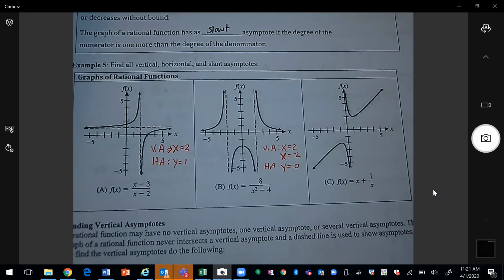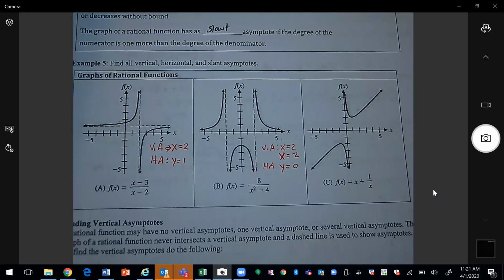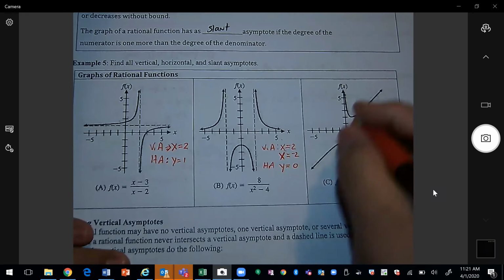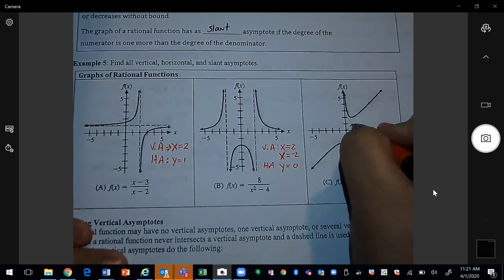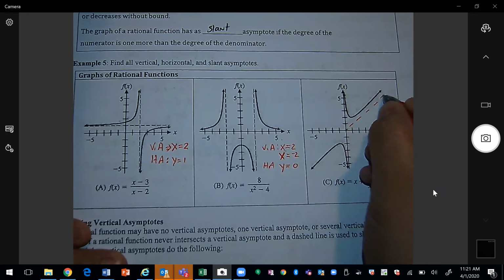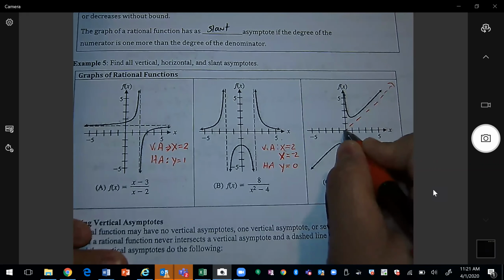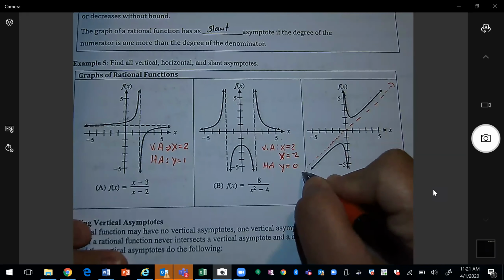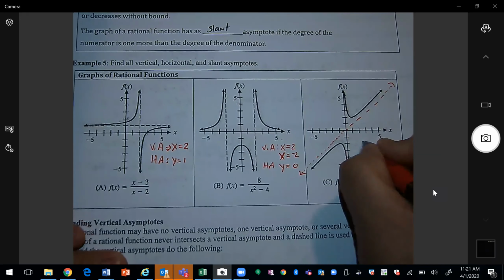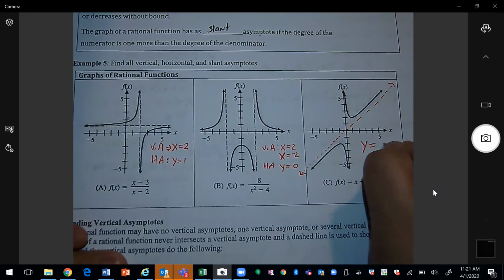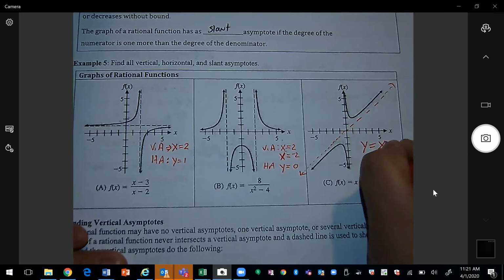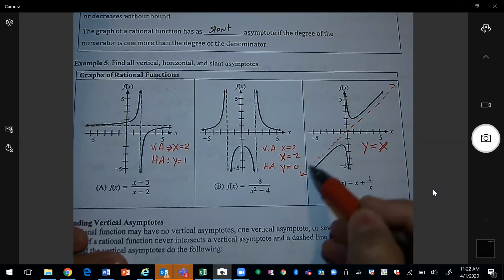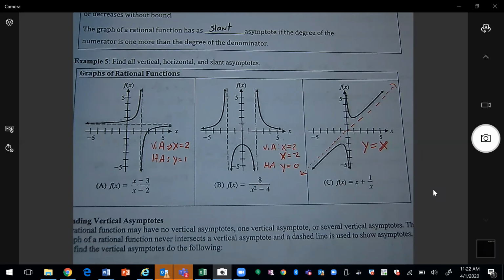And then for the third graph, you don't see any horizontal or vertical dotted lines. This is going to have what we call a slant asymptote. A slant asymptote is basically an asymptote, and the equation for that is y equals x. So it's this line right here. It's a linear equation, y equals x.